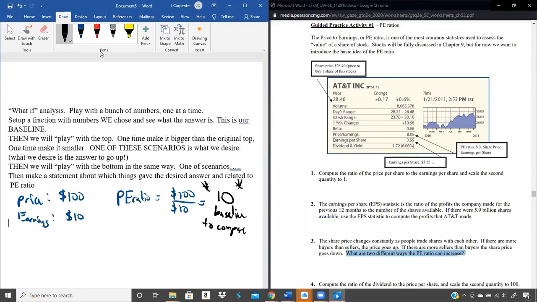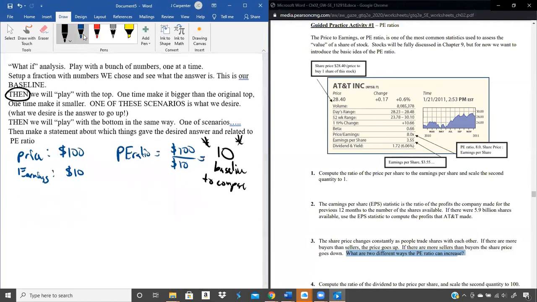So now what we're going to do is play with the top. In this 100 over 10, I'm going to one time change the 100 to a bigger number. Then I'm going to one time change that 100 to a smaller number. So in a different color, let's go with, so this is us playing with the top.